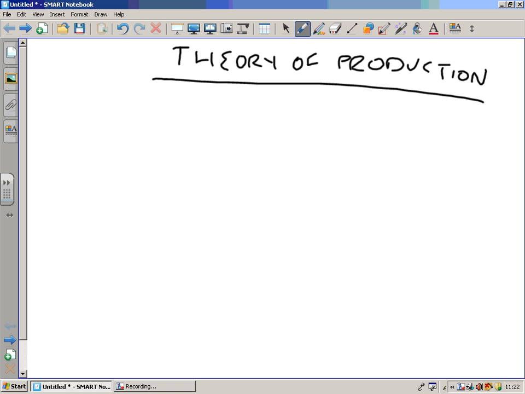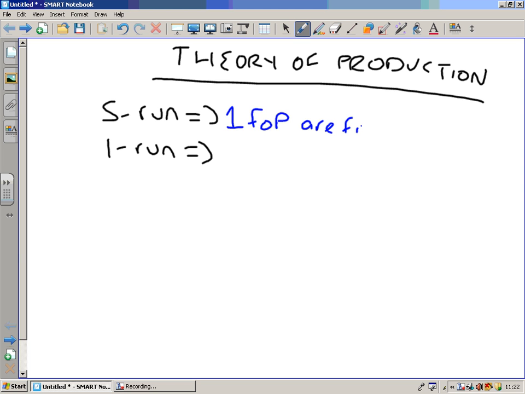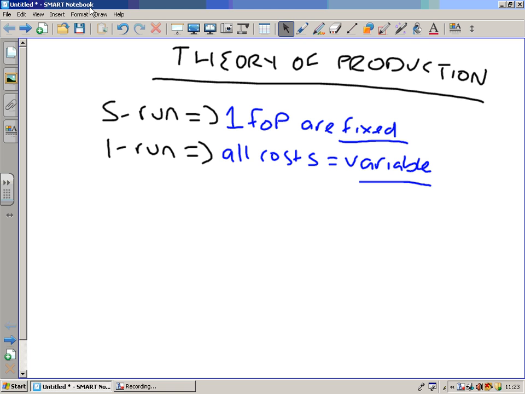Okay, now what I want to distinguish between first of all are short run and long run costs. Now for a business, in the short run, at least one factor of production, so it could be the cost of the factory, etc., are fixed. We'll explain what the word fixed means in a minute. In the long run, all costs are variable, and again we'll explain what that word variable means in a minute. Okay, so now we've distinguished between different types of costs, short run and long run.